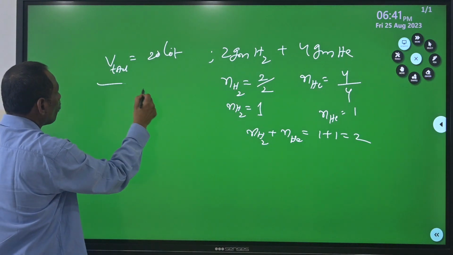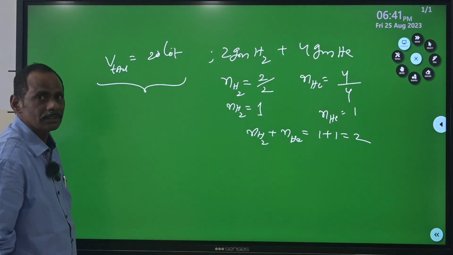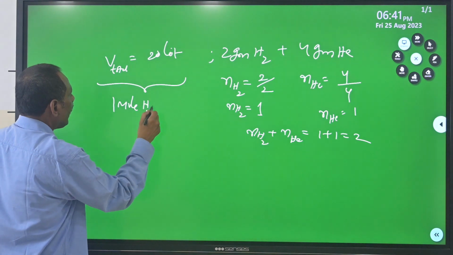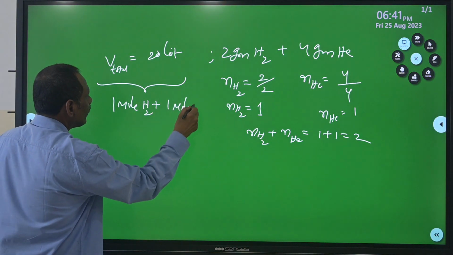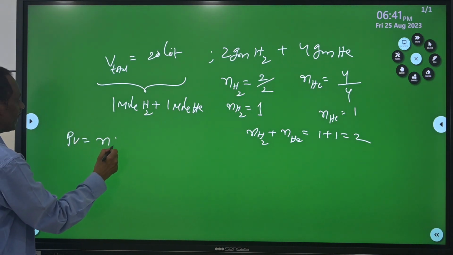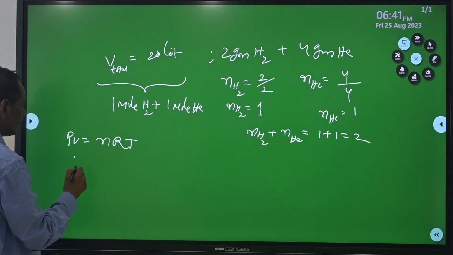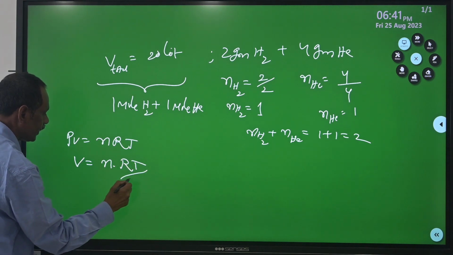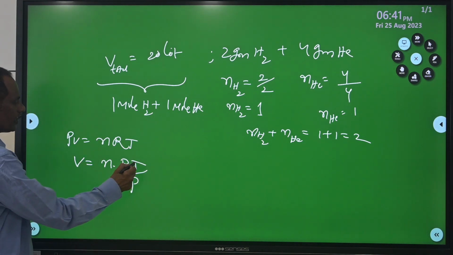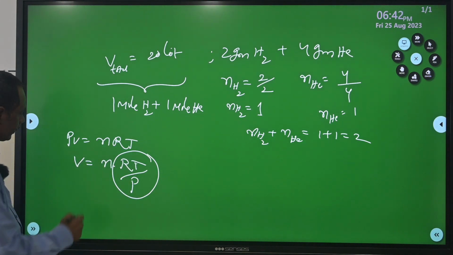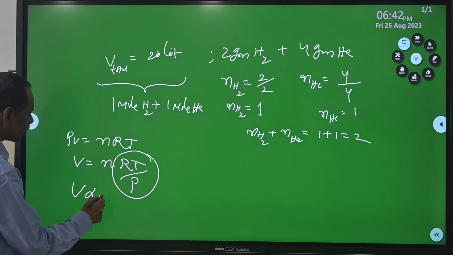Here, the total volume is 20 liters, in which 1 mole of hydrogen and 1 mole of helium are given. Friends, you know that PV is equal to nRT, or V is equal to n into RT by P. At constant temperature and pressure, RT by P is constant. Therefore, V is proportional to n.